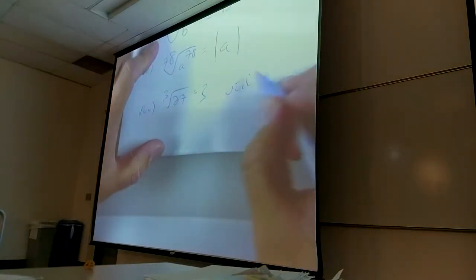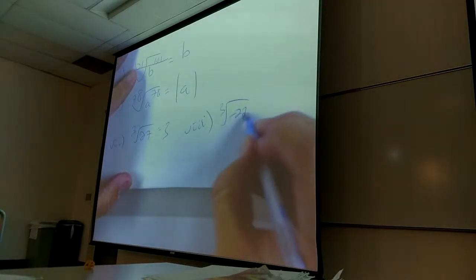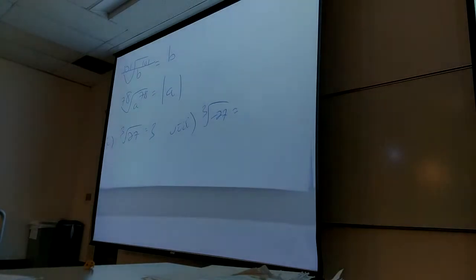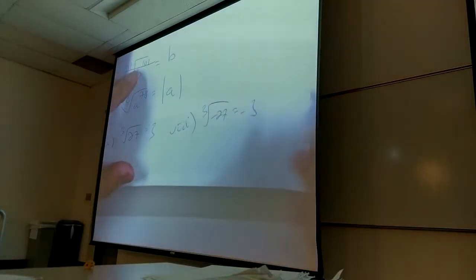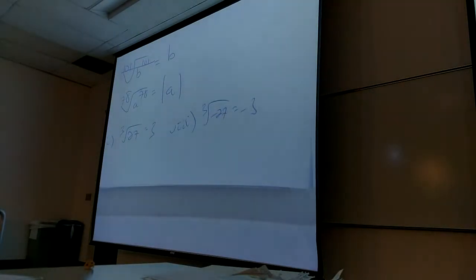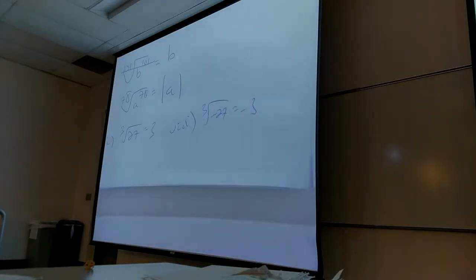That's 3. So what is the cube root of negative 27? Negative 3, because negative 3 times negative 3 times negative 3 is negative 27. You do not want to use absolute values because if it's negative, it's got to stay negative. If it's positive, it's got to stay positive. You can't force it to be positive or else that second one would have been wrong.